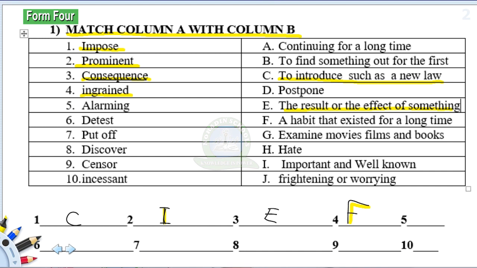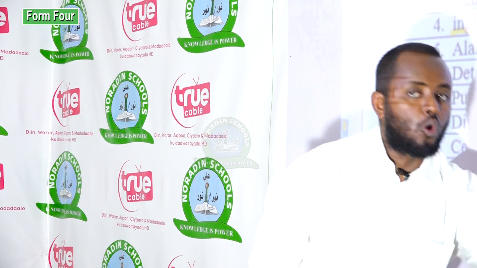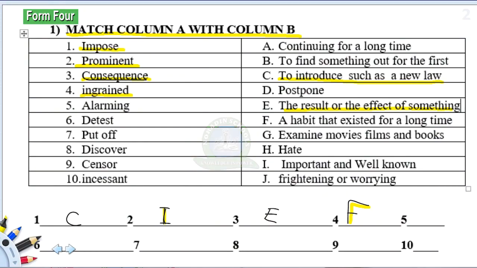How many words have we already covered? Okay, alarming. Alarming, frightening or worrying. Let's practice. So this is J. What about detest? The word detest means hate. So number 6 is hate.